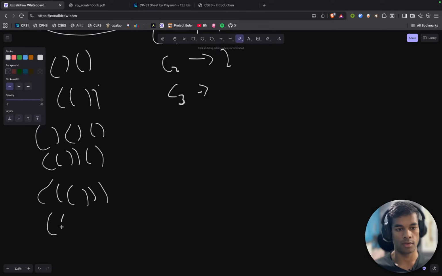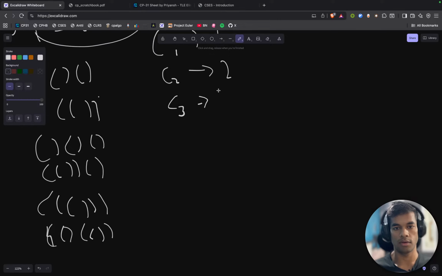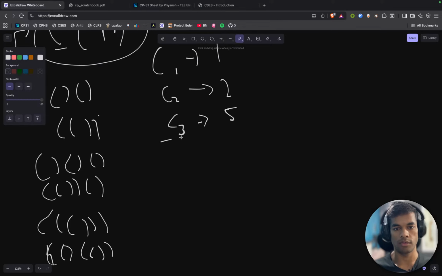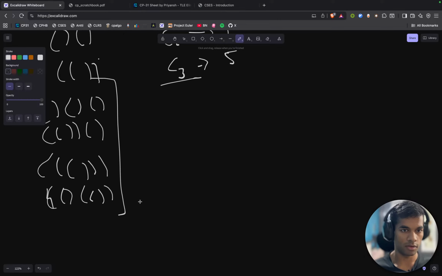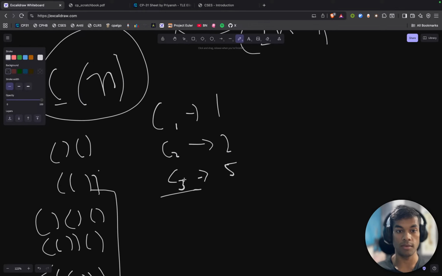And 4, no, 2, 1, 5. In total, we have 5 ways to arrange three brackets, which are these. Are there any other ways? I don't think so. That is it for 3.